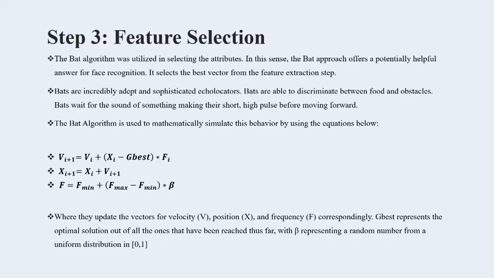Step 3. Feature selection. The path algorithm was used in selecting the attributes. The path approach offers a helpful answer for face recognition. By this equation, the path algorithm can be represented mathematically, where the velocity, position, and frequency are updated, where G-best represents the optimal solution and LP represents a random number from a uniform distribution between 0 and 1.